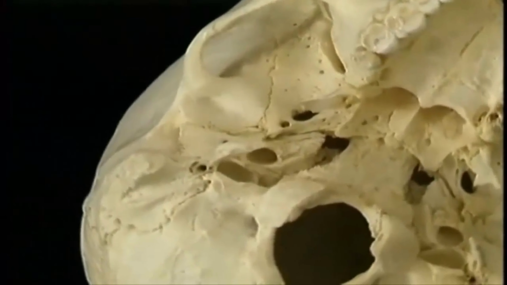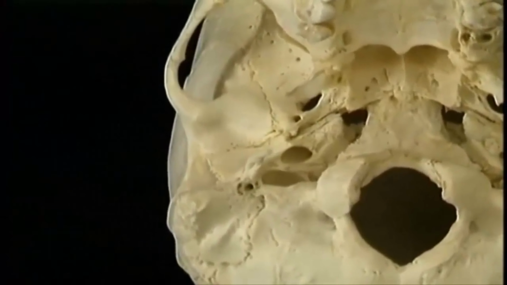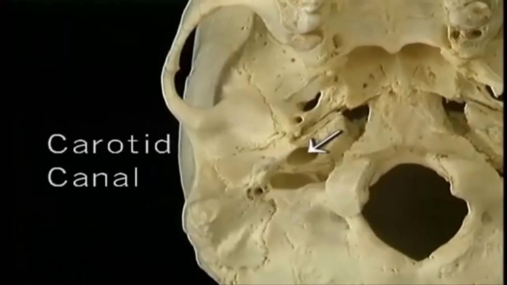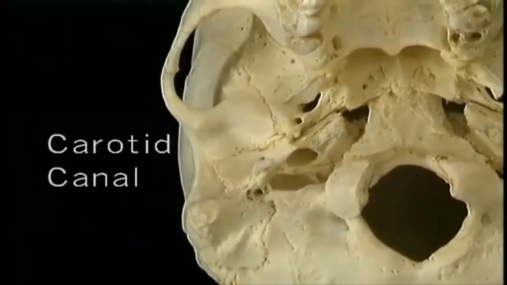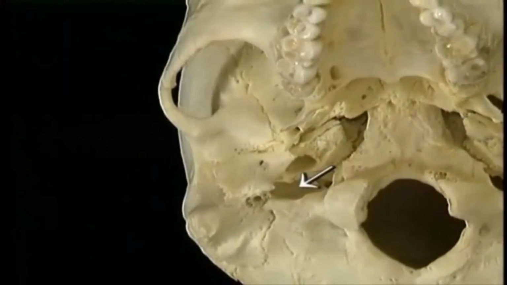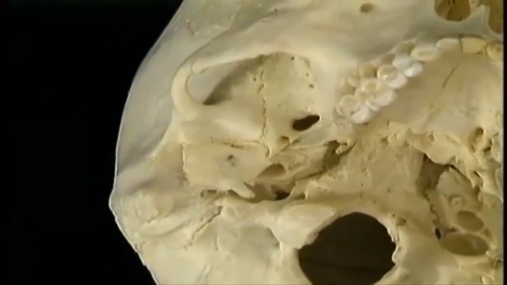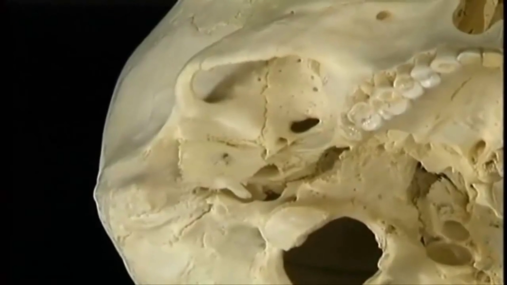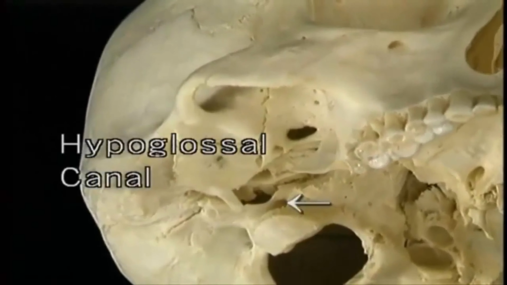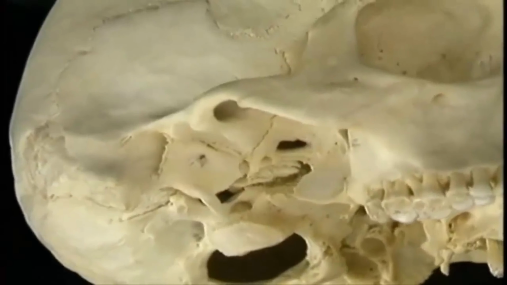Medial to the styloid process are two major openings for blood vessels. The carotid canal passing forwards for the internal carotid artery, and the jugular foramen passing backwards for the internal jugular vein. Just above the occipital condyle is the hypoglossal canal for the hypoglossal nerve.